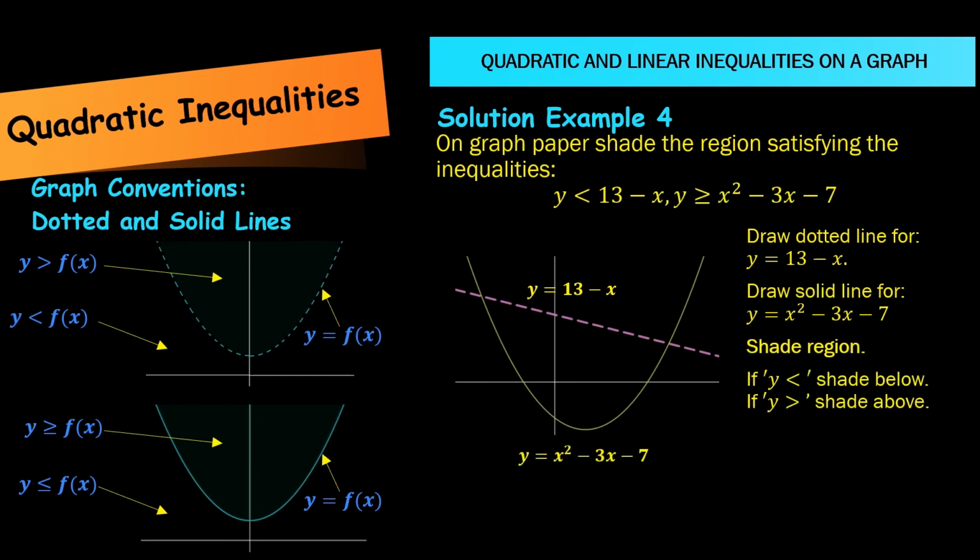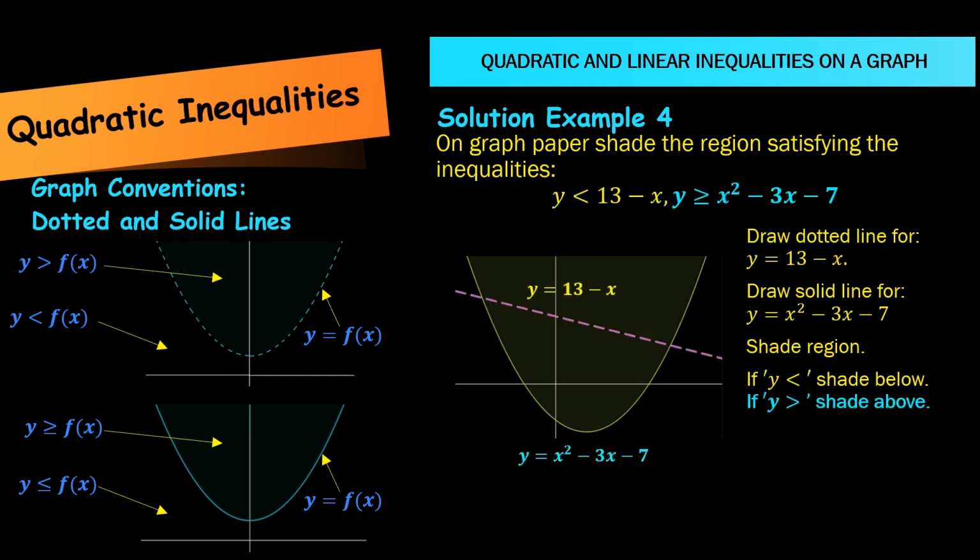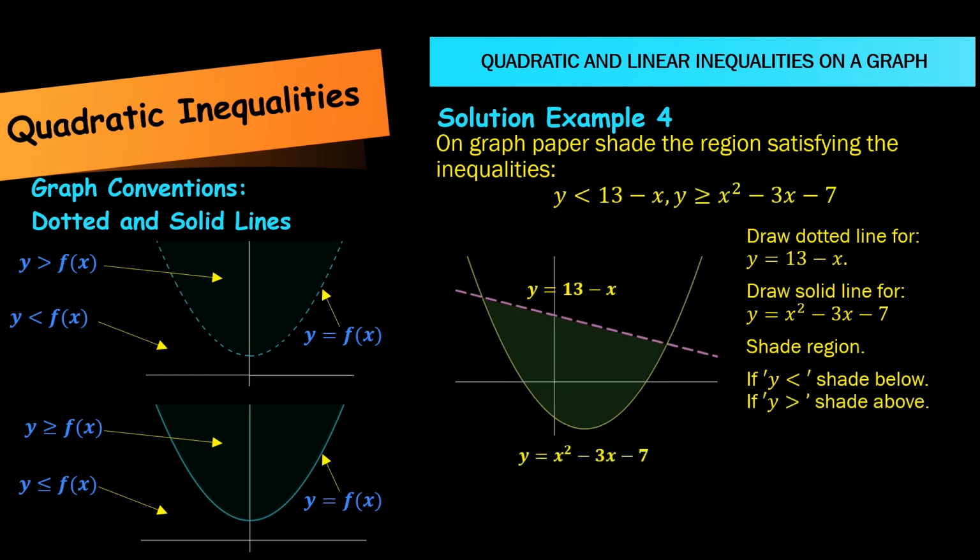So let's recall what we need to do in order to shade regions. If y is less than, then we shade below. If y is greater than, then we shade above the line. So if we're required to shade the region y less than 13 minus x, then we need to shade below the line y equals 13 minus x as shown. And for the region y greater than or equal to x squared minus 3x minus 7, we need to shade above the solid line representing the equality. And the region which coincides with both is the shaded region represented here.